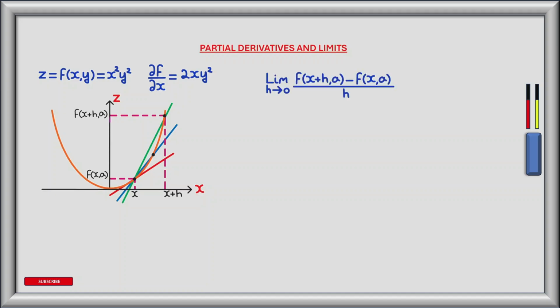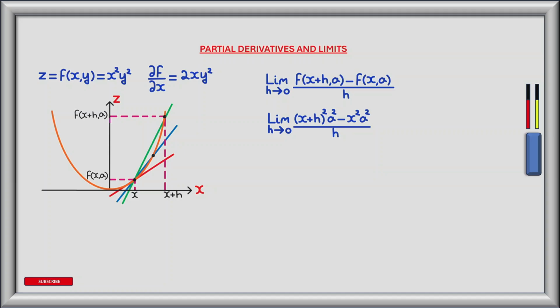So we can say that in the limit as h approaches 0, f of (x plus h, a) minus f of (x, a), which represents this distance here, divided by h, which represents this distance here, represents the partial derivative of the function, df by dx, when y is held constant at a point a. Let's now calculate the limit as h tends to 0 of the function using these values.